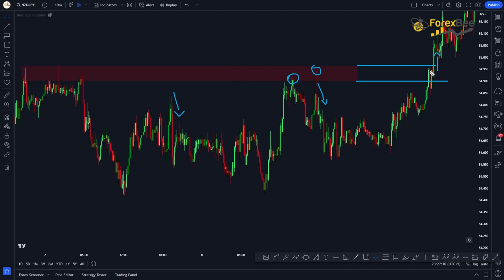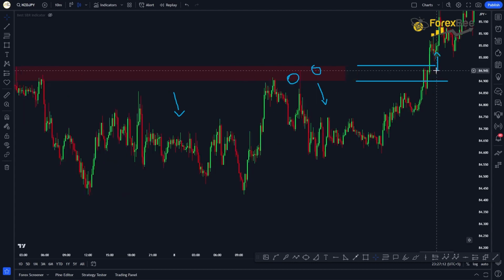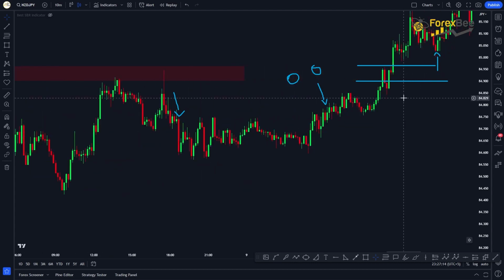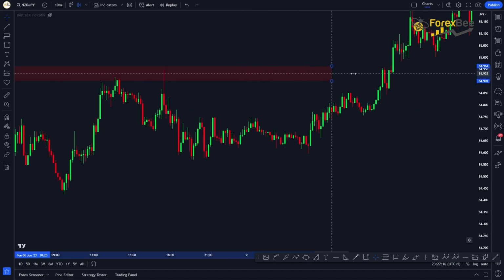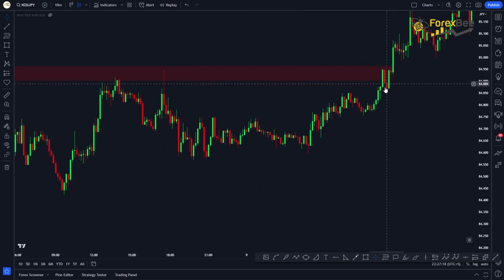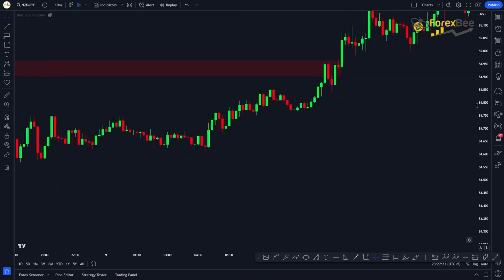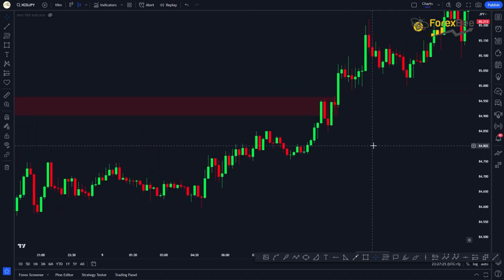And here you can see that with the formation of these very big bullish candles, if we just extend it further, you can see that this level was broken by the formation of this very big impulsive green candle, which shows us that this was a very strong resistance zone.